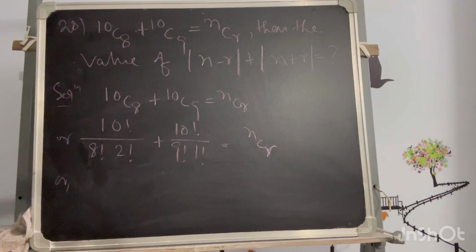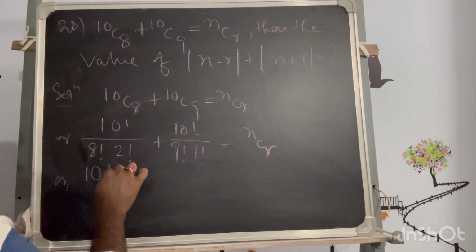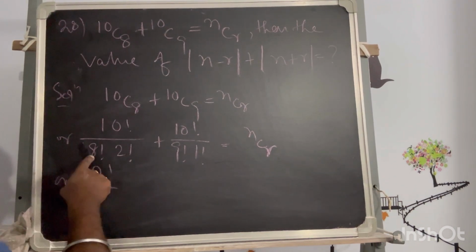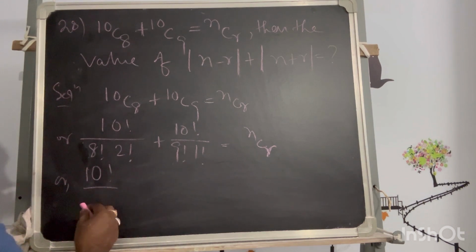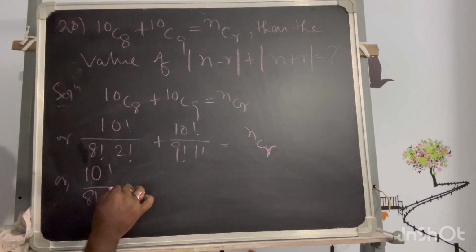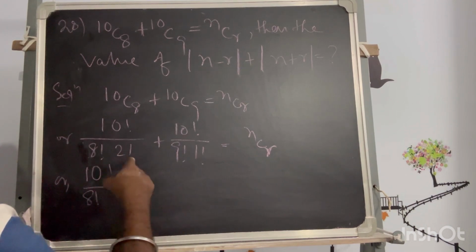Okay. So here I am taking 10 common. From here, if I expand this one, it will be 9 factorial into 8 factorial, 9 will be there. So 8 I can take common, and if it is 2 into 1, 2 will be there.